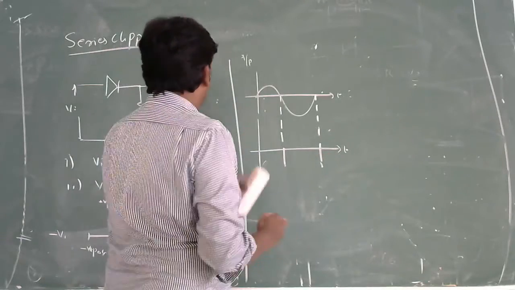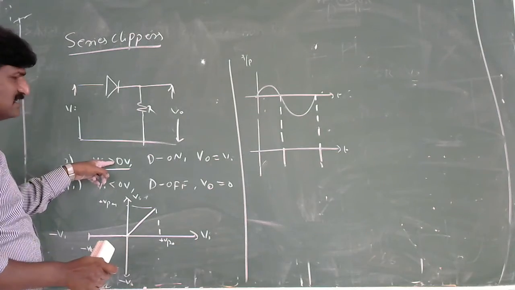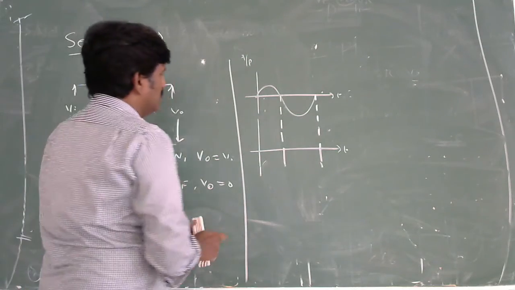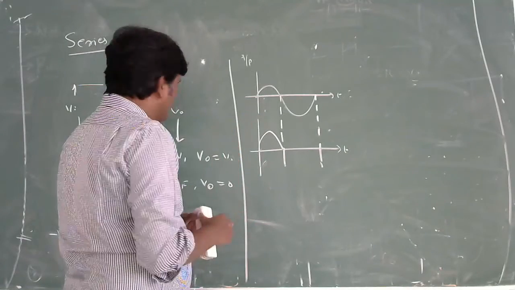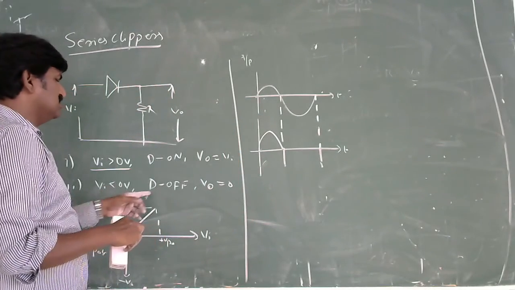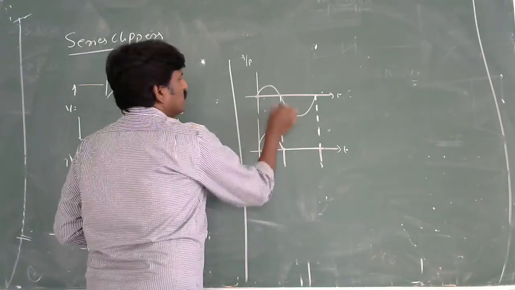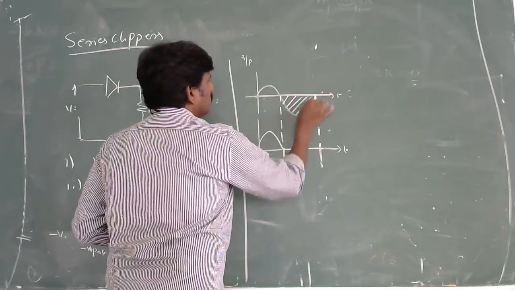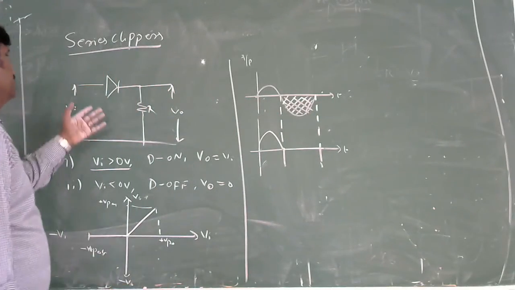Then for the positive cycle, you have to understand according to the condition, when Vi is greater than 0, output follows the input. It is the same replica of the input. When Vi is less than 0, output follows 0. This portion is flipped now. This is the understanding of this clipper.